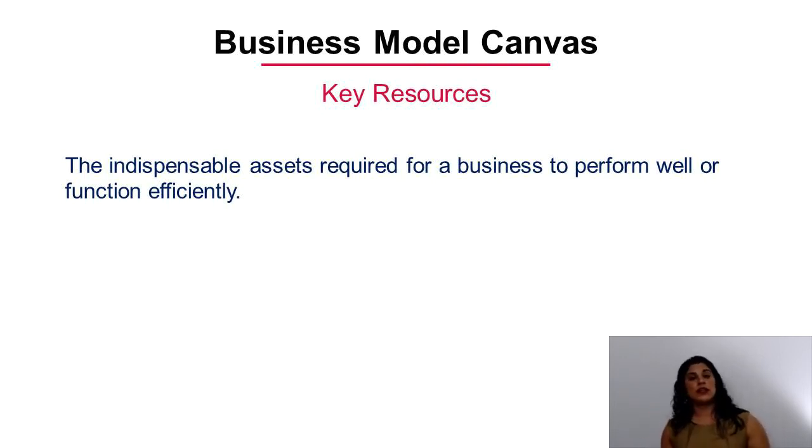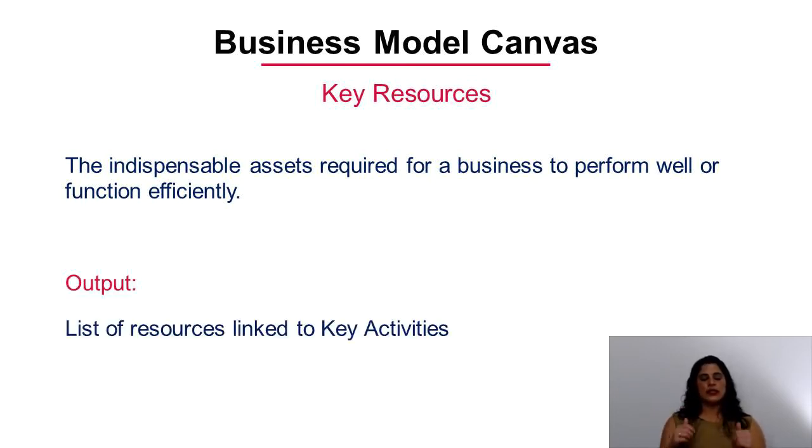Or it could be financial also. What cash do you need to have? Do you need to take on lines of credit? Do you need to look at external funding? Just all the things that you need to be able to perform the activities to deliver the value to your customer segments. So again, this is a list of resources linked to each activity. And again, you might prioritize these activities and the resources needed to achieve that.